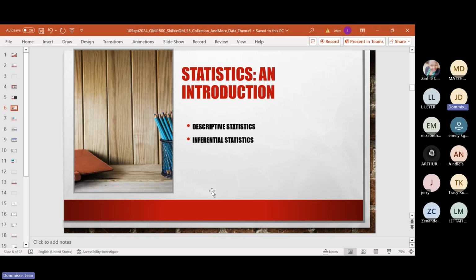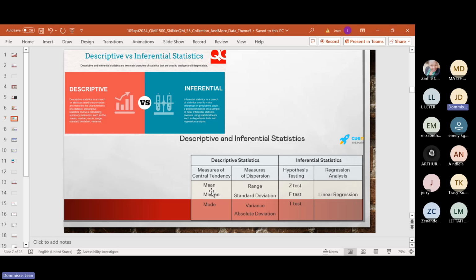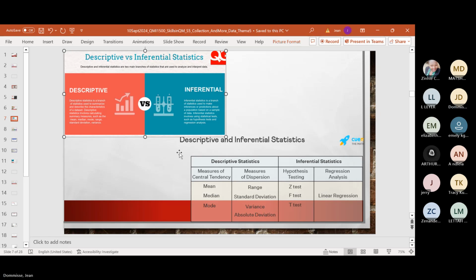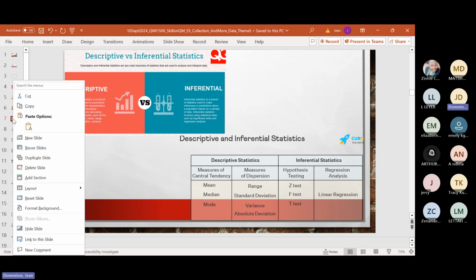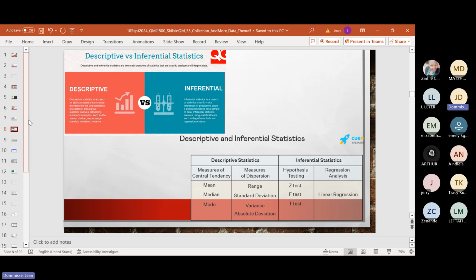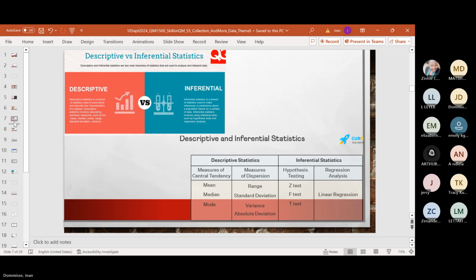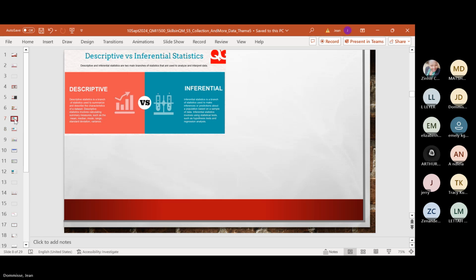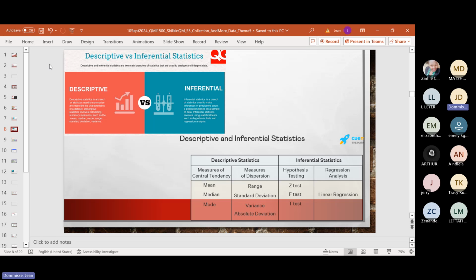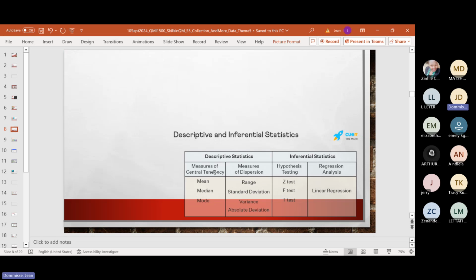Okay, so what is important is, let's just duplicate this so that we can make it much bigger, so that you guys can see both of them.